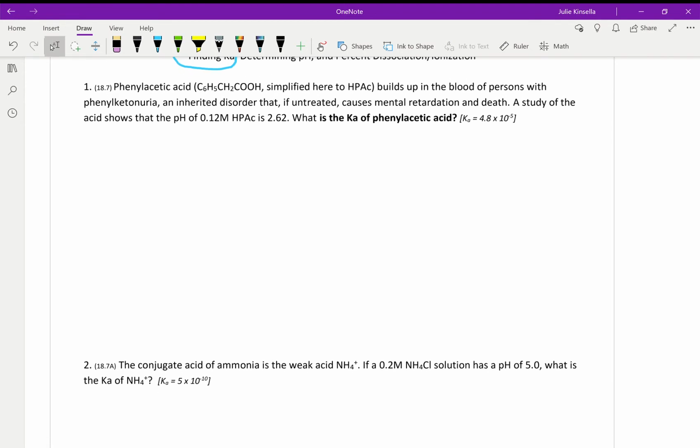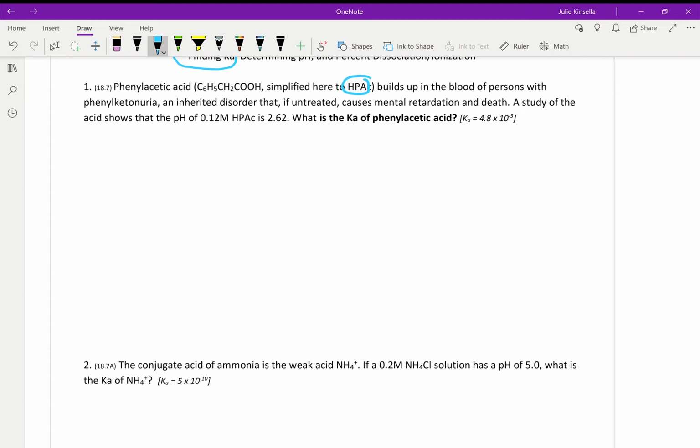We have our phenyl acetic acid, which we're going to simplify here just as HPAC, just for ease of writing everything out, like our balanced equation. We're given the concentration of the weak acid and also the pH of the weak acid. And again, we're going to be finding the Ka. So we're going to be using the ICE table method, and this is going to look very similar to our equilibrium unit.